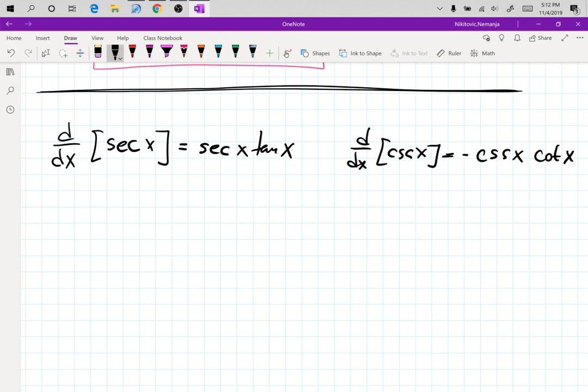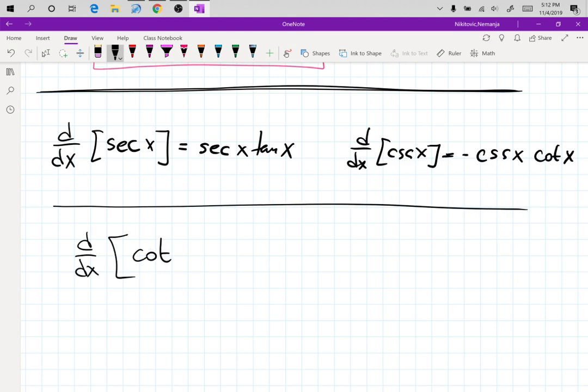Okay, here's another derivative for it. Let's see what we have. D over dx of cotangent of x e to the x. Like this? Yep. Ooh, nice. So this is a product rule, clearly, right? We have x times e to the x.